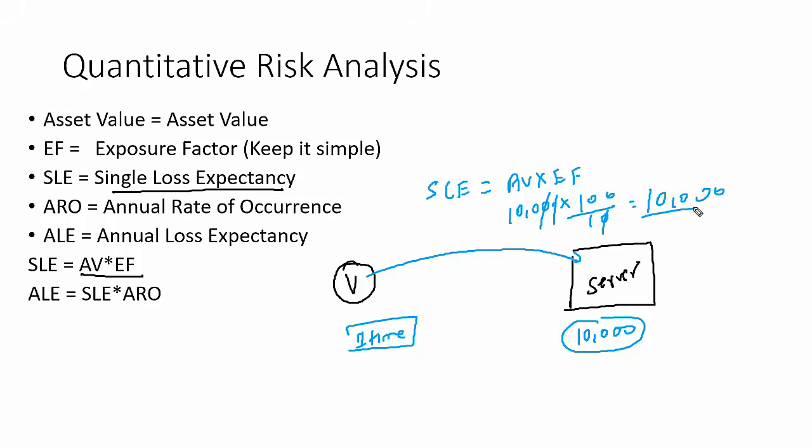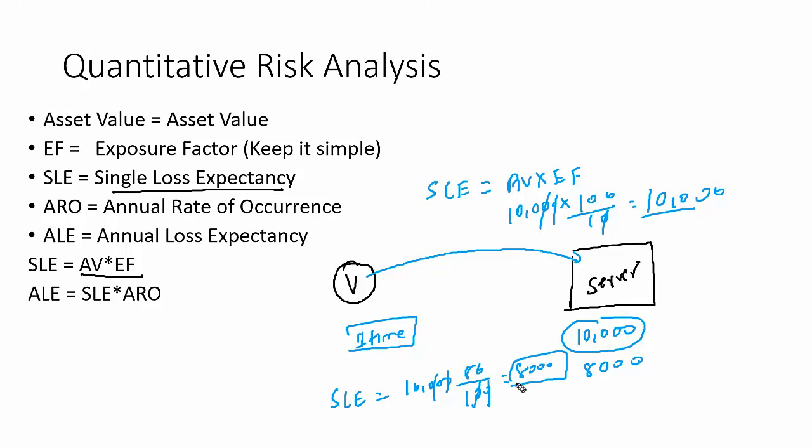Now we assume that if the server is down one time, even for 1 hour, the asset value is reduced to $8,000. So the formula is SLE: asset value is $10,000, exposure factor of 8,000 out of 10,000 is 80%, because we always give it as a percentage. So SLE is $8,000. A single loss costs me $8,000.